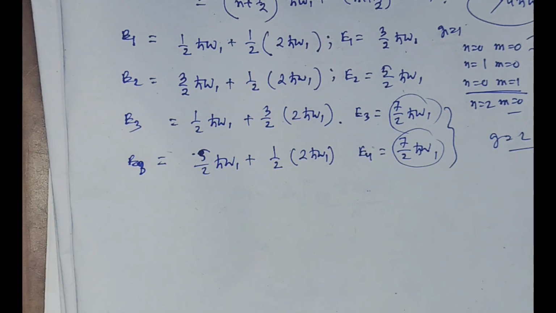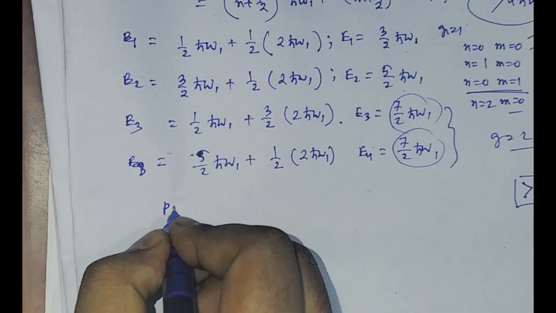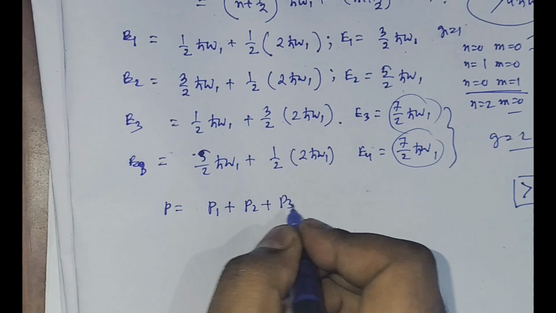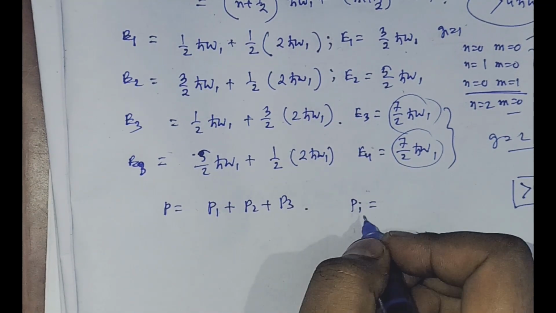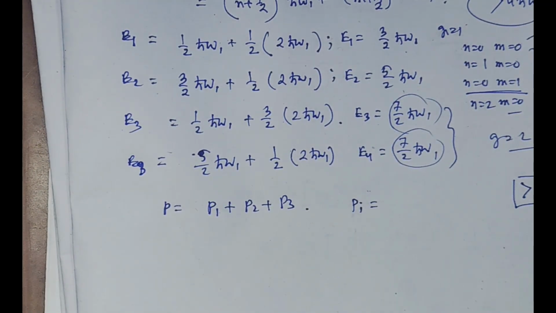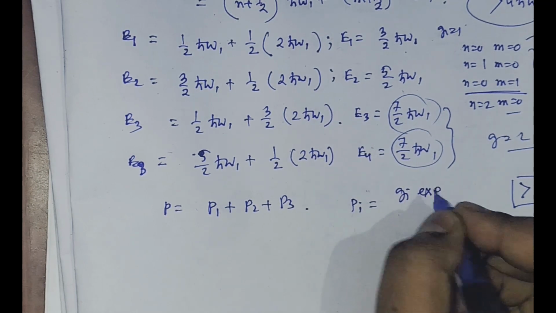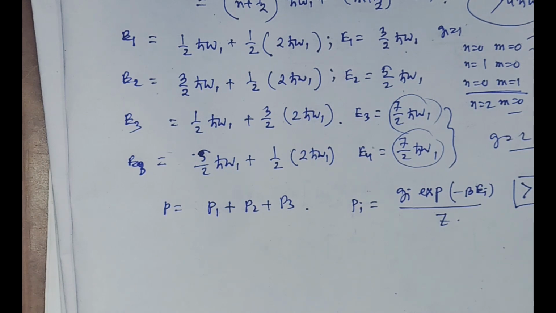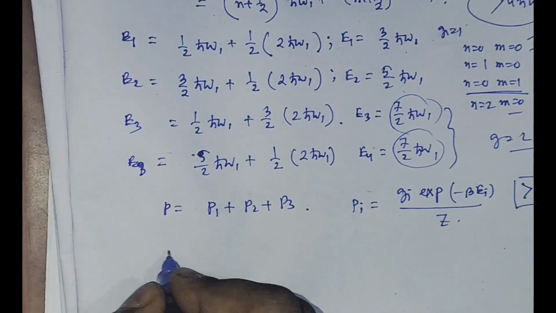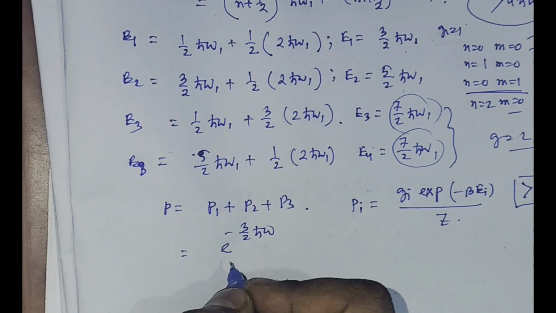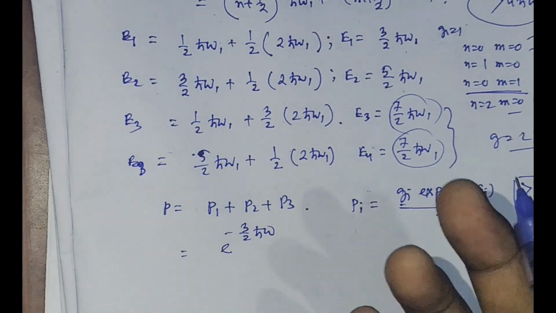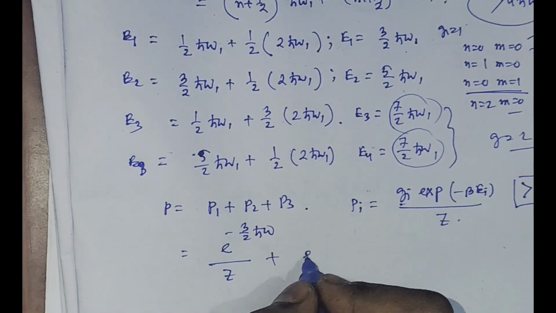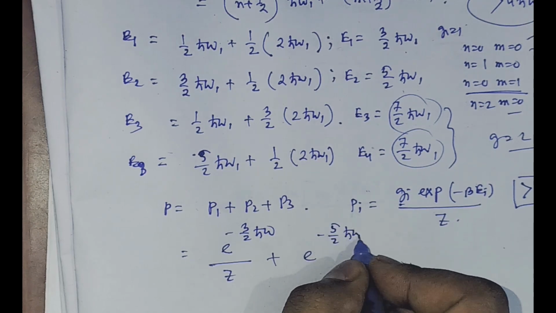Okay, so let's find the probability at a temperature T, where the system has energy less than 4ħω1, and so the probability P equal to P1 plus P2 plus P3, right? Where we know Pi, the probability at temperature T, equal to Gi exponential minus beta Ei by Z, where Z is the partition function, right? And so write this e to the power minus 3 by 2 ħω by Z, degeneracy is always 1 because there is only one state available, plus e to the power minus 5 by 2 ħω by Z.